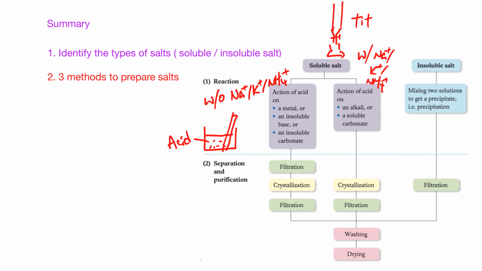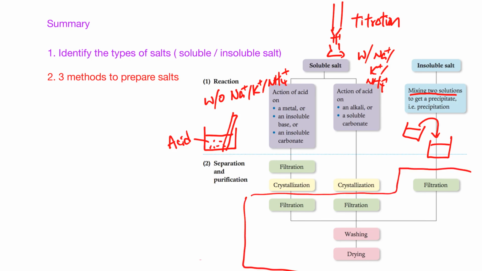We call this one titration. Later on you'll learn that. And then if you are preparing an insoluble salt, simply you take 2 solutions and direct mixing will do. In most situations, after preparing the salts, or before the end of the experiments, we will have sample, filter, wash, and dry to purify the salt or the crystal that is obtained.